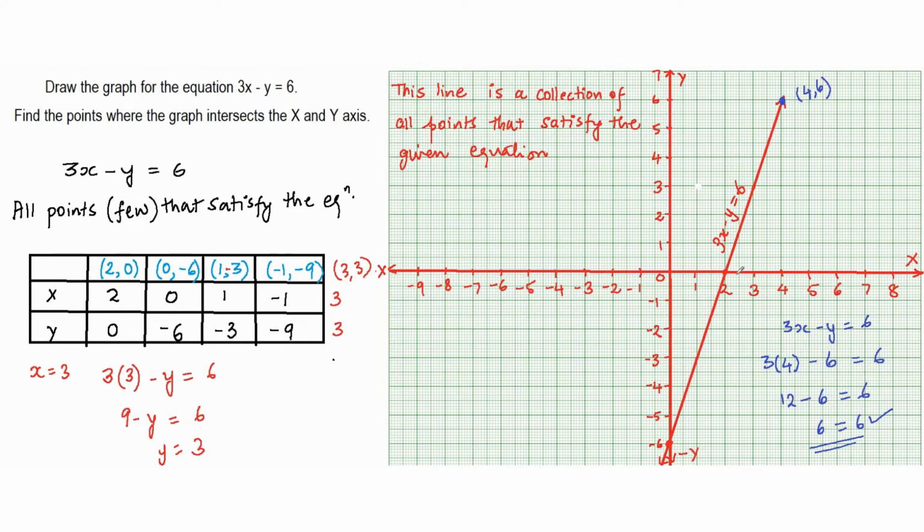And this particular straight line is therefore the graph for this particular equation. It basically represents the collection of all points that satisfy the given equation. So let me pause for a minute while you just take a look at all these points and how we found them. Try to understand it and then we continue.